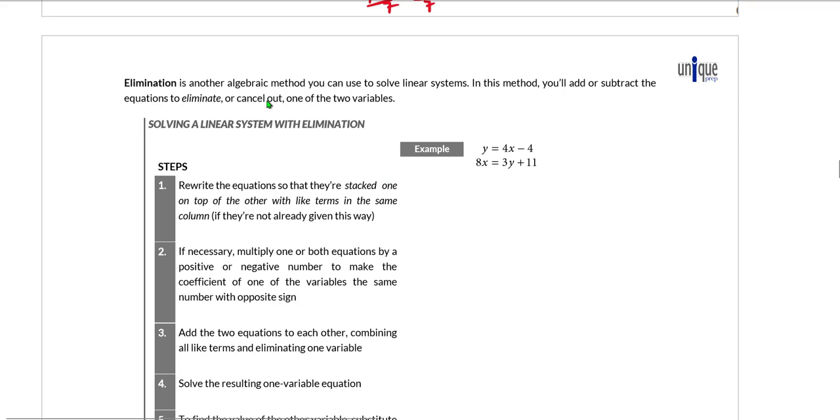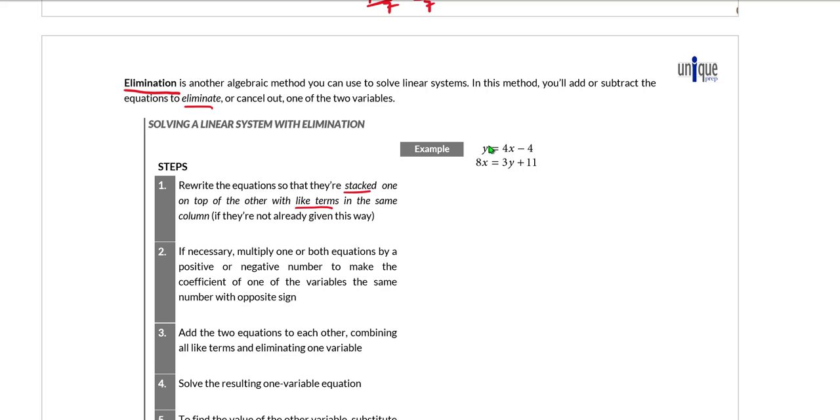On the top of the next page, we have elimination, which is our other algebraic method that we can use to solve linear systems. We just went through substitution. Now we are going to do elimination, and in elimination we do exactly what it sounds like. We are going to eliminate or cancel out one of the two variables. So the way that we start this is we want to stack the equations on top of one another so that like terms are in the same column. In a lot of cases, you'll get the equations in that way initially.